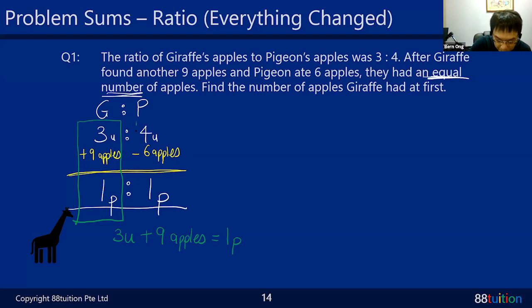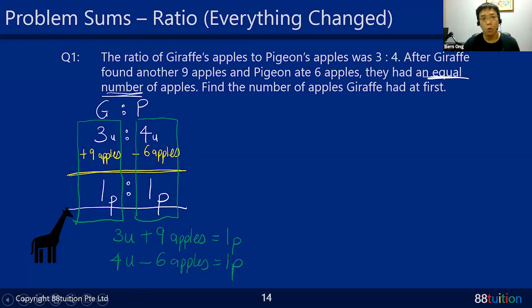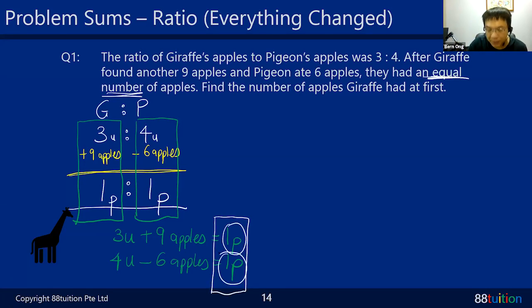Let's take a look at the pigeon's story. Read downwards. 4 units here plus, oh, not plus, minus 6 apples because the pigeon went to eat the 6 apples. Minus 6 apples is equal to what? Equal to 1 part. So this is the story if you look at it downwards. Now, the 1 part and 1 part are of the same number. It means they are fair. They are on the same level.